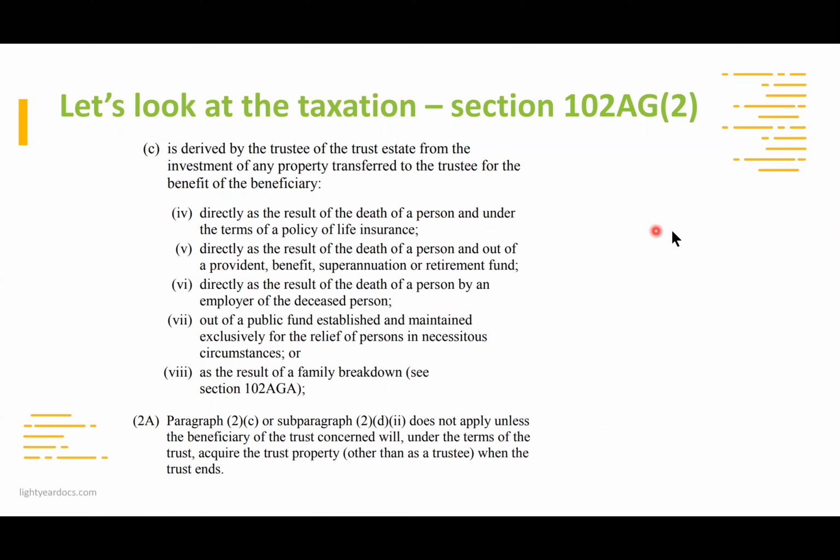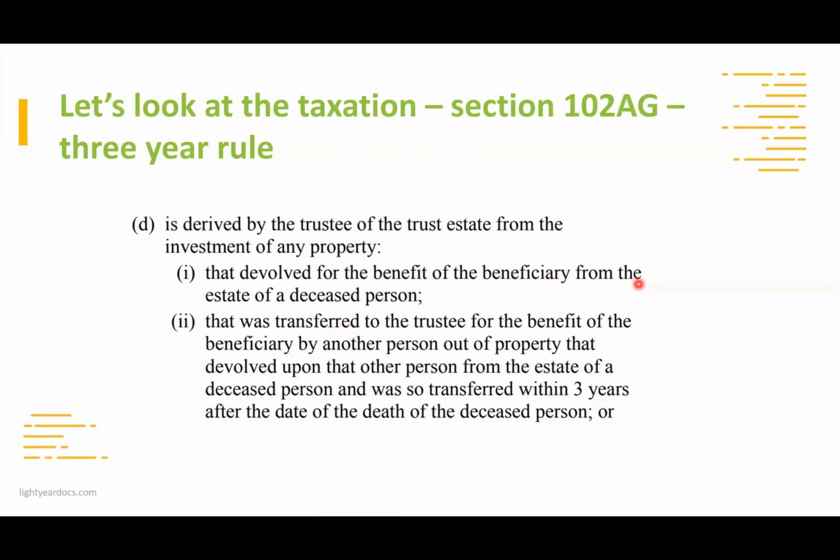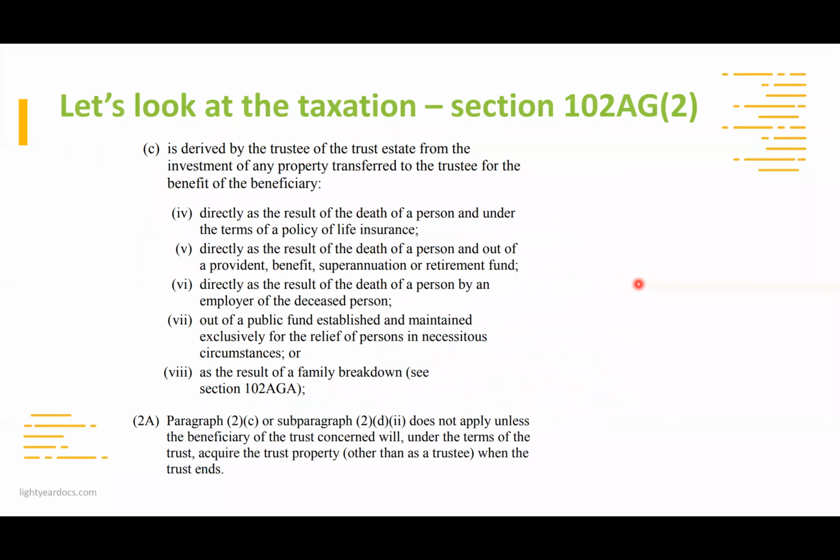So that's a life insurance proceeds trust. We don't put that into the estate because if I put those proceeds into the estate, then I'm going to get caught by 2AA and family provisions. So you can see why there's a fundamental change in testamentary trusts. Probably hasn't been picked up by lawyers yet, but again, you guys are right at the front of things. This is my little favourite. So it's transferred to the trustee for the benefit of the beneficiary directly as a result of the death of a person and out of a provident benefit or superannuation fund.